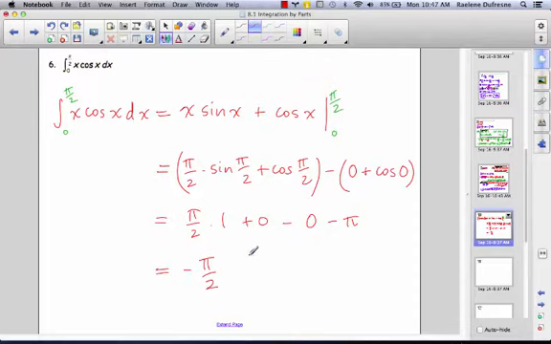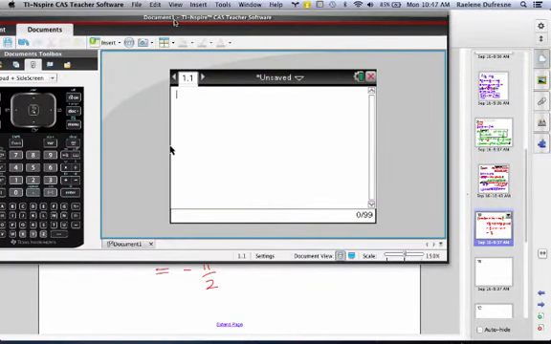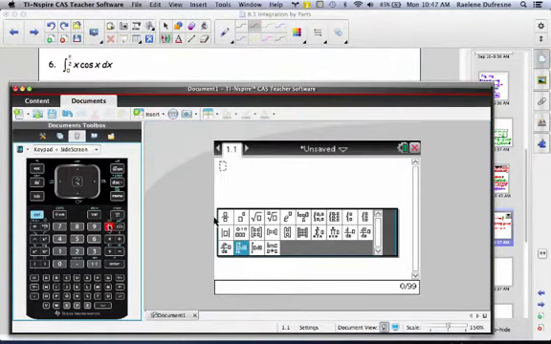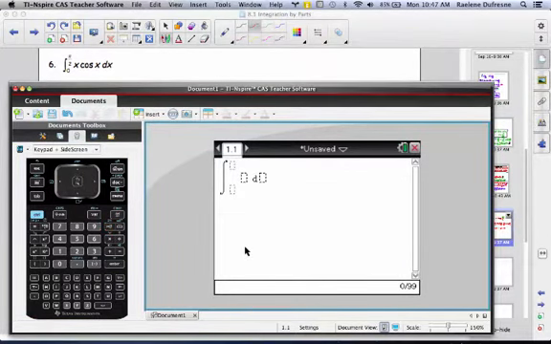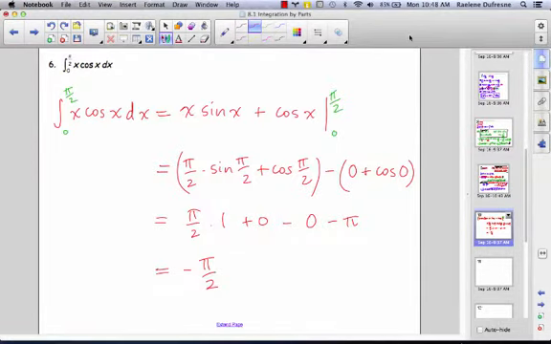We can take a look on the TI Inspire calculator to check to see if our answer makes sense or is correct. And so we go to the template, we go to definite integral from 0 to pi over 2 of x times cosine of x, integrated with respect to x. And we see a small mistake, so let's just go back and check to see what we did. When we were evaluating this, of course, I was thinking of something else. Cosine of 0 is 1.